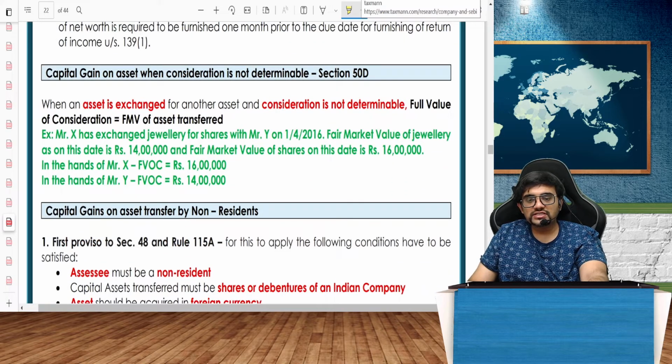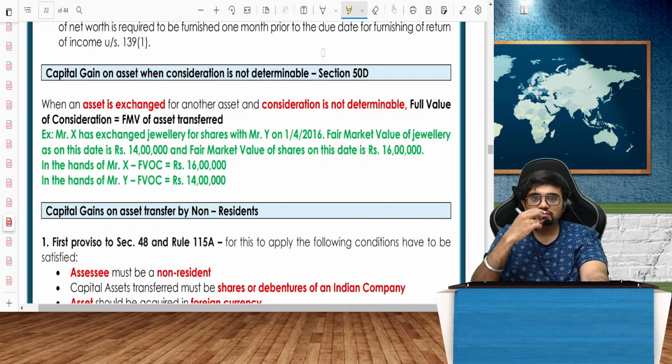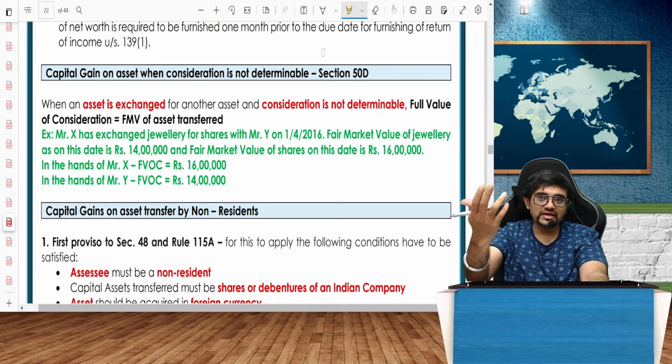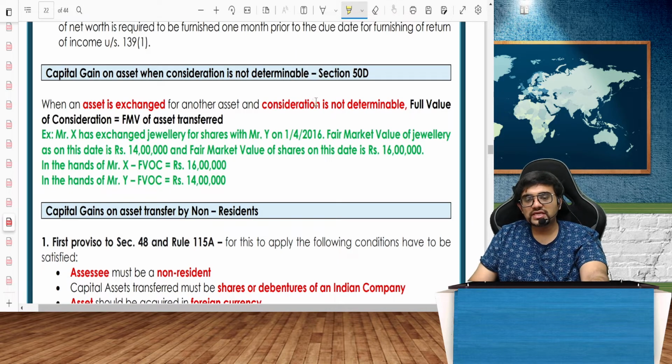Capital gain when the consideration is not determinable means I will exchange one asset, you will give me one asset. So basically whatever the FMV of the asset that I will get from you will be taken as the fair market value. He exchanged jewelry for shares. FMV of jewelry as on the date is 14 lakh. FMV of shares is 16 lakh. So in the hands of Mr. X, 16 lakh will be taken, and of Mr. Y, 14 lakh will be taken.